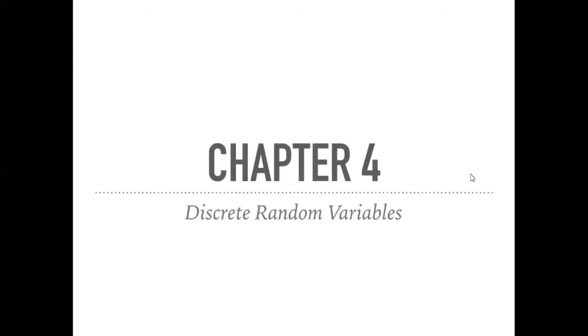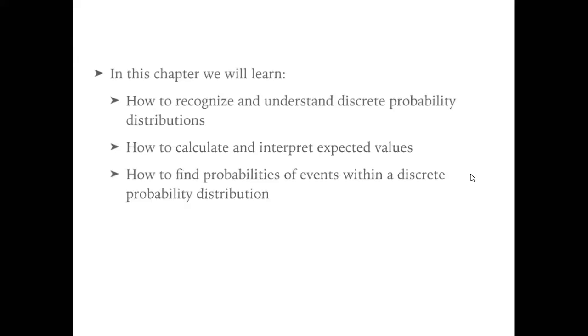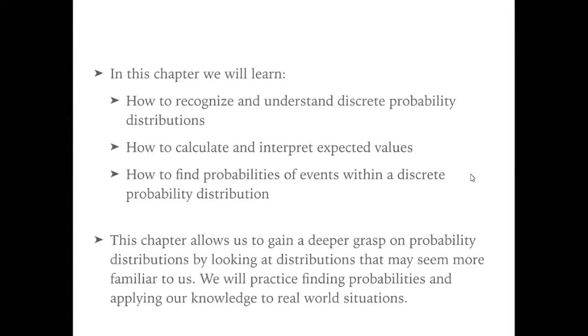Chapter 4 for Stat 210 covers discrete random variables. So in this chapter, we will learn how to recognize and understand discrete probability distributions, how to calculate and interpret expected values, and how to find probabilities of events within discrete probability distributions. This chapter really just allows us to gain a deeper grasp on probability distributions by looking at distributions that may seem a little bit more familiar to us. We will practice finding probabilities and applying our knowledge to real-world situations.